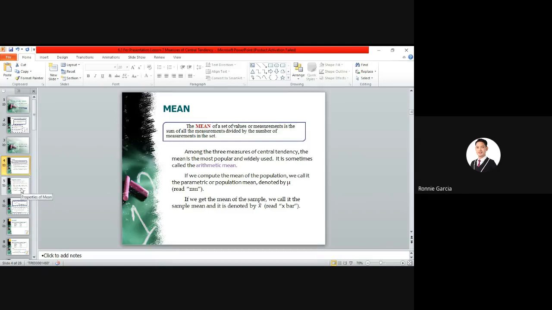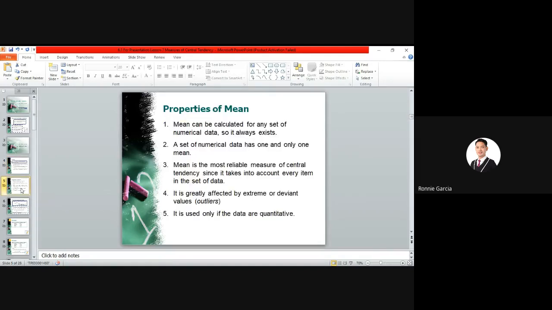So what are the properties of mean? So number one, it can be calculated for any set of numerical data. So basta naa yung mga numbers, pwede i-compute ang mean. It always exists. Again, as long as your data set is quantitative or numerical.